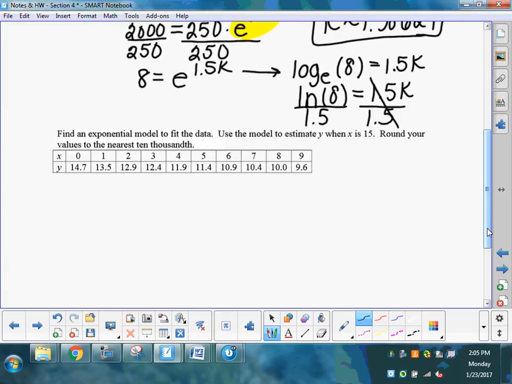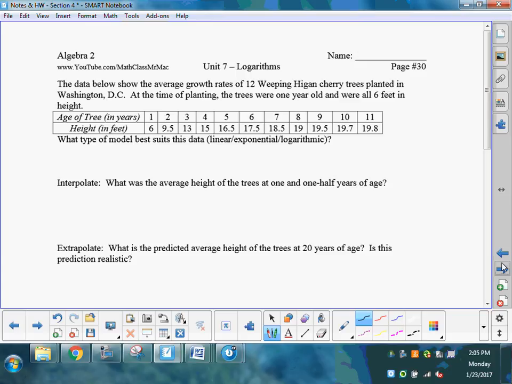I'm assuming you can do this one, so we're actually going to skip this to make sure we get through more. We always run late in here. But first, the next one up, it says the data below.